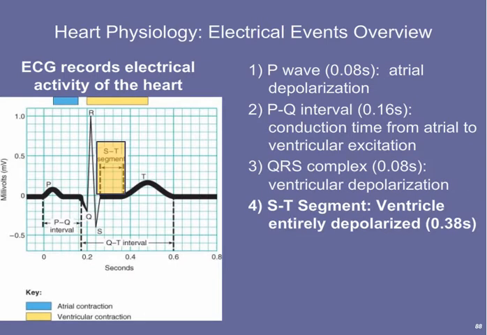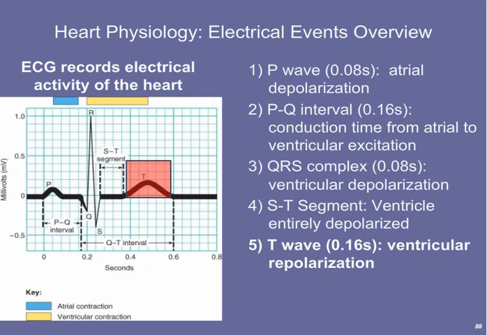Next is the ST segment. Remember that segments do not include waves, so the ST segment goes from S to the beginning of the T wave. And this is the time when the ventricular myocytes are completely depolarized, so that depolarization started with the QRS wave and continued through the ST segment. And the ST segment is typically around 0.38 seconds.